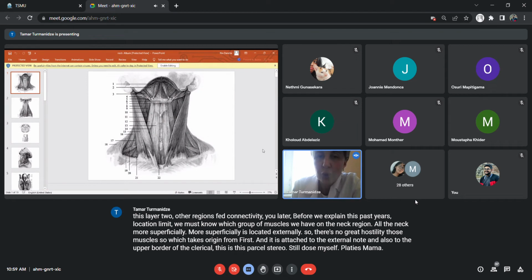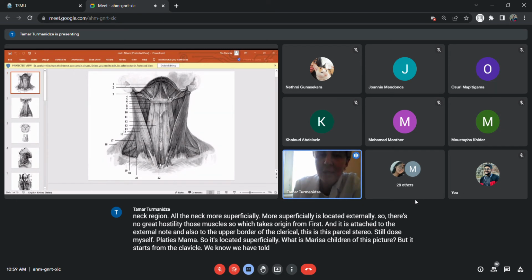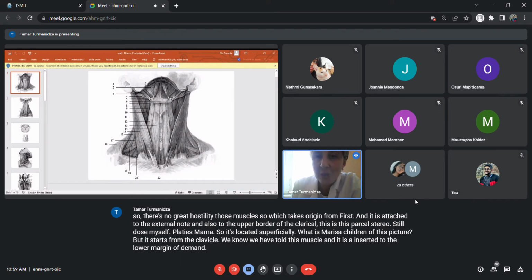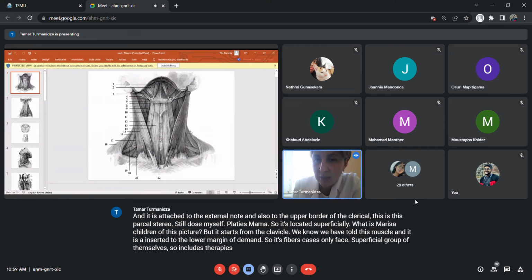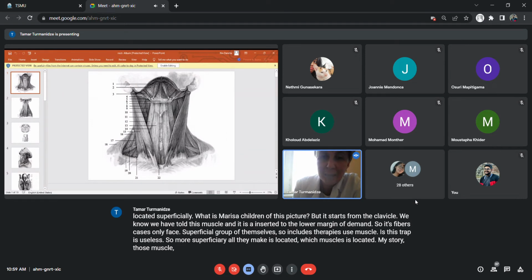Platysma muscle also is located superficially. Platysma is not shown on this picture, but it starts from the clavicle, as we have told before, and it is inserted to the lower margin of the mandible, so its fibers pass onto the face. And the superficial group of muscles also includes the trapezius muscle. This is trapezius muscle. So more superficially on the neck are located sternocleidomastoid muscle, trapezius muscle, and platysma muscle.